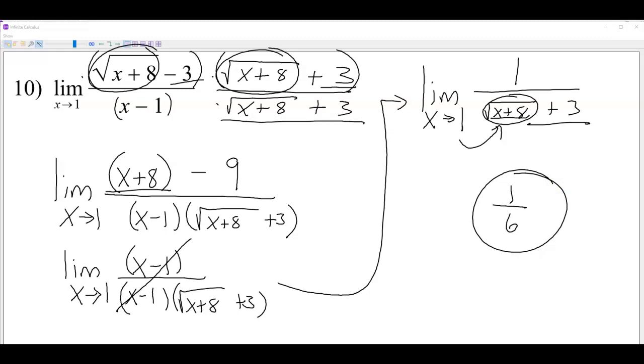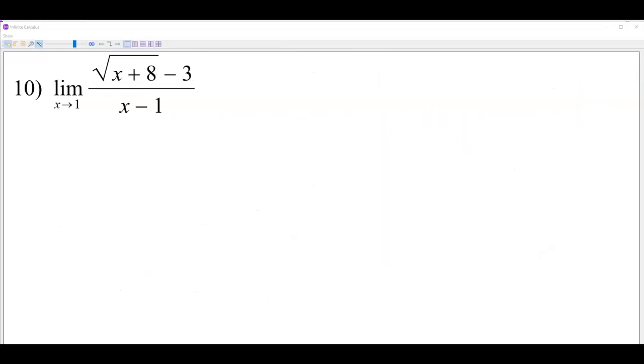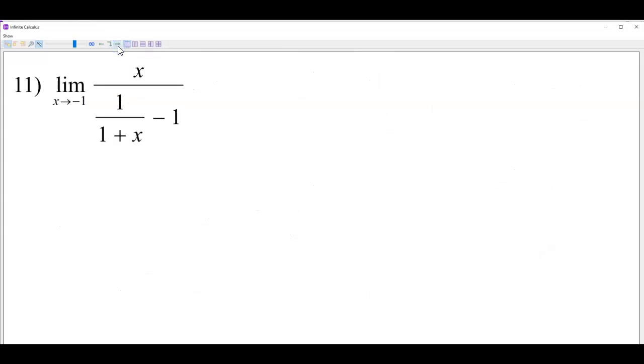Okay, so step 1, multiply by the conjugate. Step 2, multiply in the numerator. Step 3, simplify the numerator. Step 4, cancel. And then step 5, direct substitution. All right, so that's how you handle the ones with the square roots.